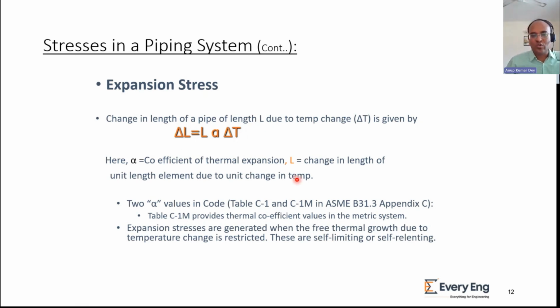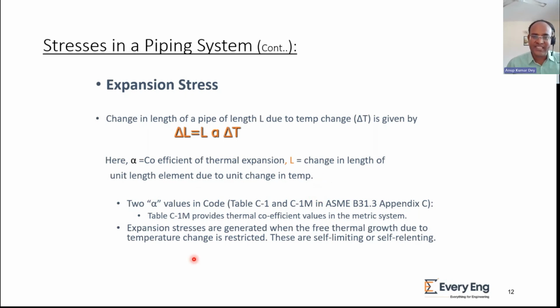Now in the code there are two tables providing these alpha values. One is table C-1 and the other is table C-1M, in appendix C of the code ASME B31.3. These tables are not interchangeable as per code. Means if you are using FPS units, you always have to go based on table C-1. If you are using metric units, then you have to go based on table C-1M. M stands for metric unit.